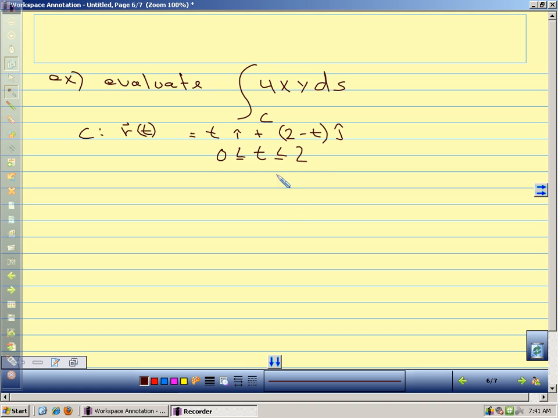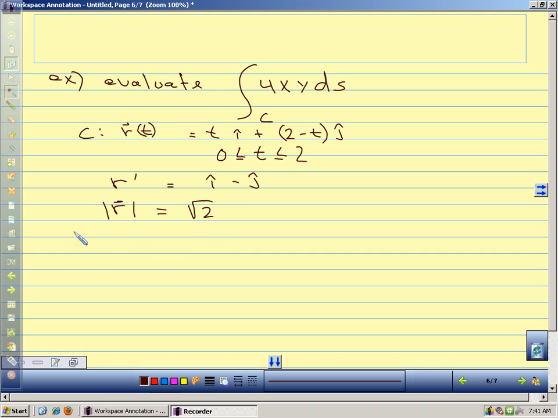So this problem is nice. They give you the parameterization of the curve already. If we don't have the parameterization of the curve, we have to come up with a parameterization to evaluate our line integral. So to evaluate our line integral, we need r prime. So r prime is i minus j. The length of r prime is just the square root of 2.